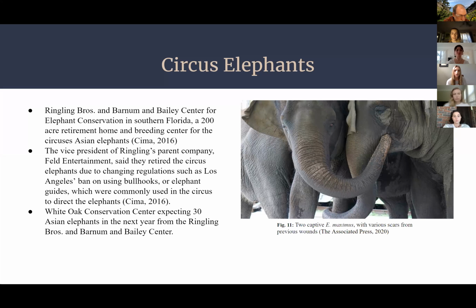And they are actually sending 30 of their elephants to another conservation center in Florida, in Jacksonville, called the White Oak Conservation Center. And in this picture, the figure, you can see there's 2 elephants, and they have some scars. It's kind of sad, but.